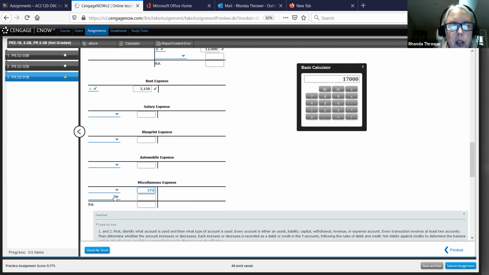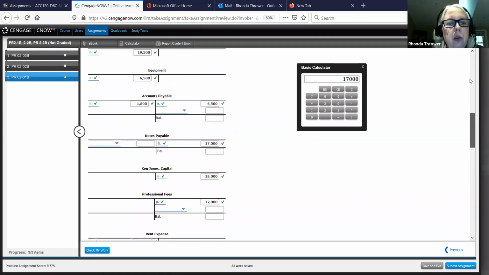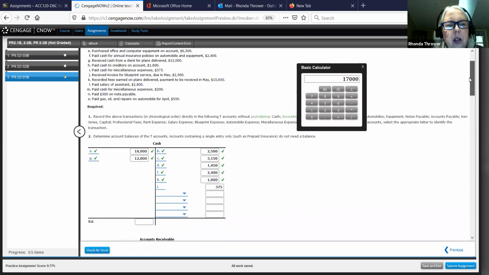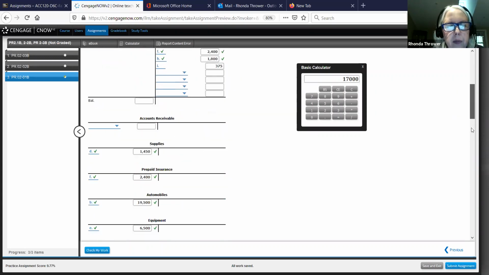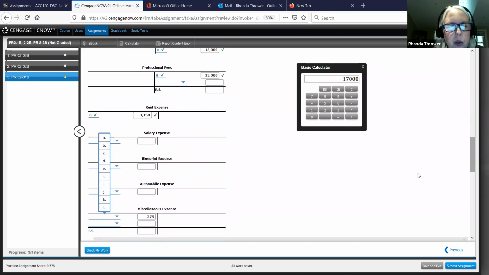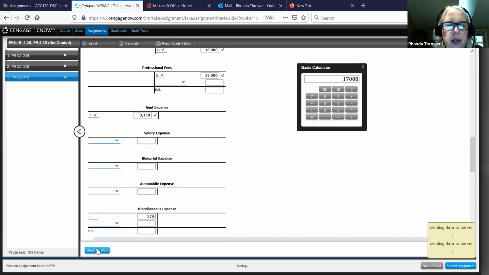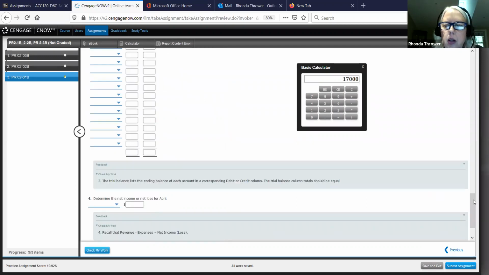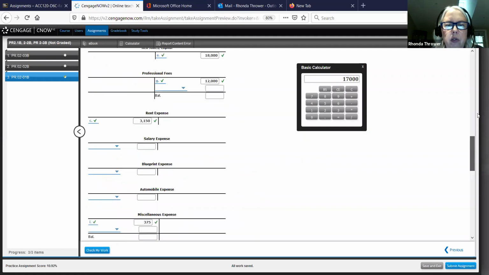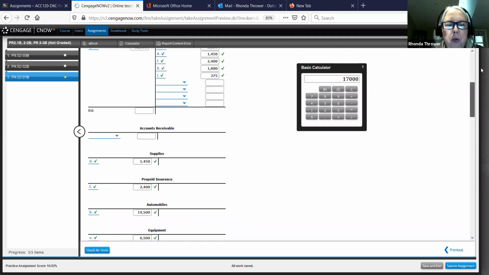And make sure you put in what transaction this was. So class, just bear with me until I can figure out what transaction it was. All right, it was transaction I. So we're going to choose I here. All right, and then I'm going to check my work. I had a debit to my miscellaneous expense, and I credited my cash account for $375.